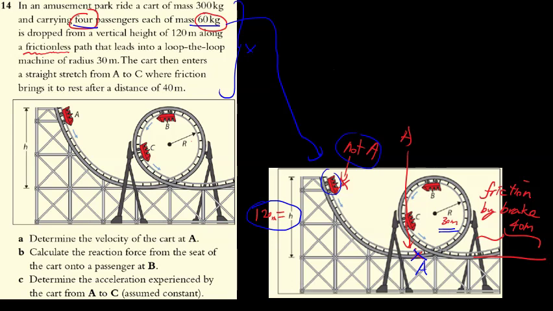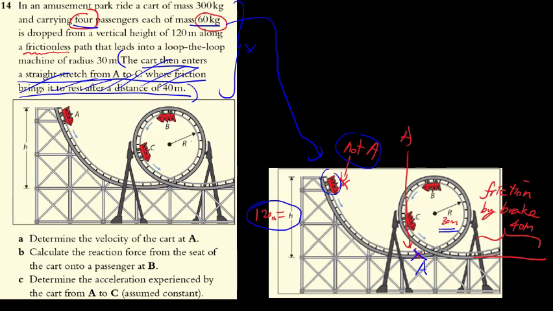However, for the last sentence, what I don't know what it says is a strict stretch from A to C where friction blah blah blah is 40 meters. So forget about this. This is completely trash. Forget about this. It's unclear.